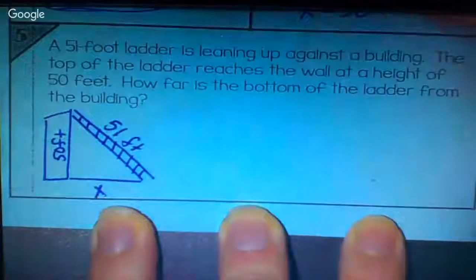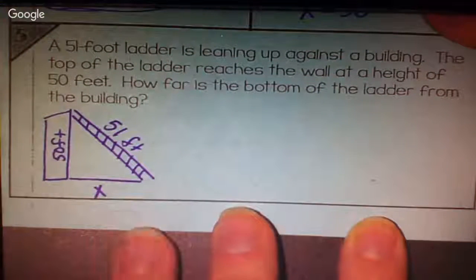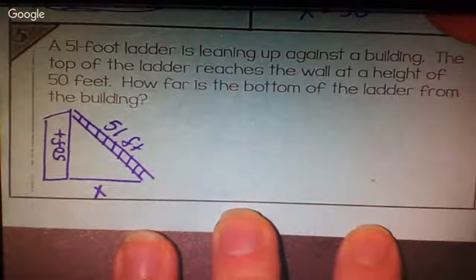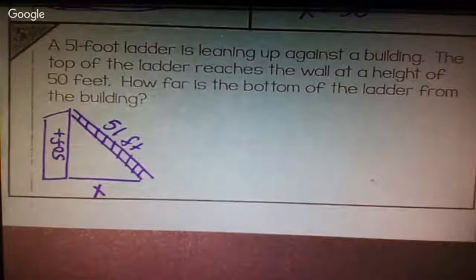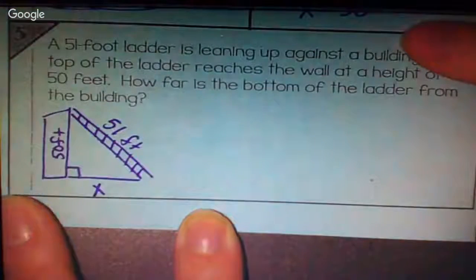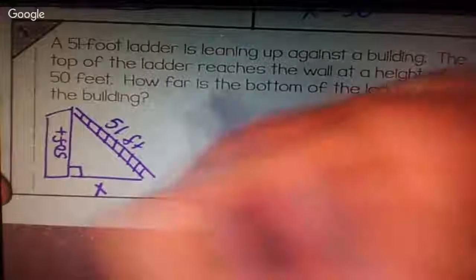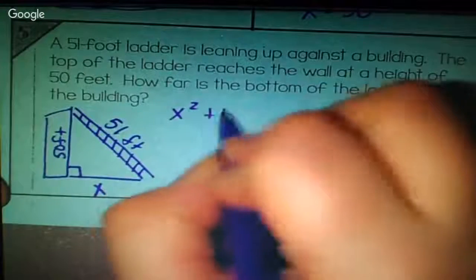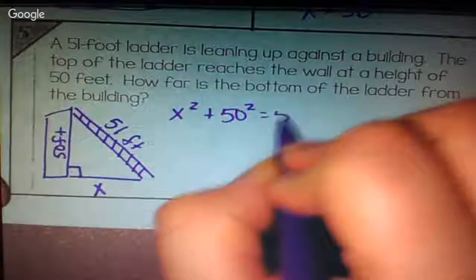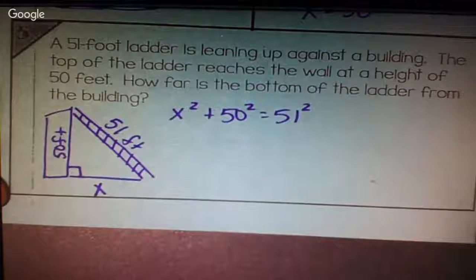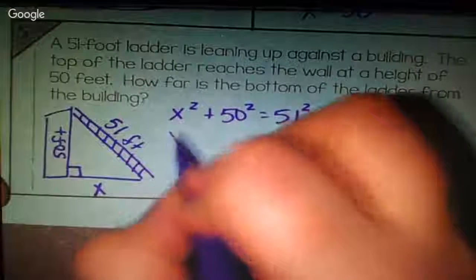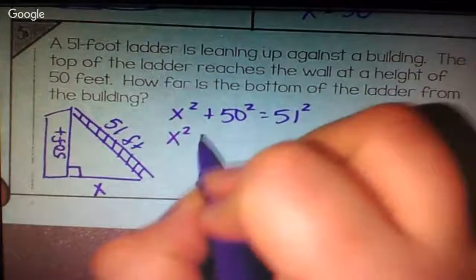See, we got one of these tests and I didn't get it, and I guessed and I got it right. Okay. Well, if it's the building and the ground, it makes a what angle? Right. It makes a right angle. Oh, yeah. So I have a right triangle here. So here we do x squared plus 50 squared equals 51 squared. See, but I didn't know about that. I totally forgot about that yesterday.